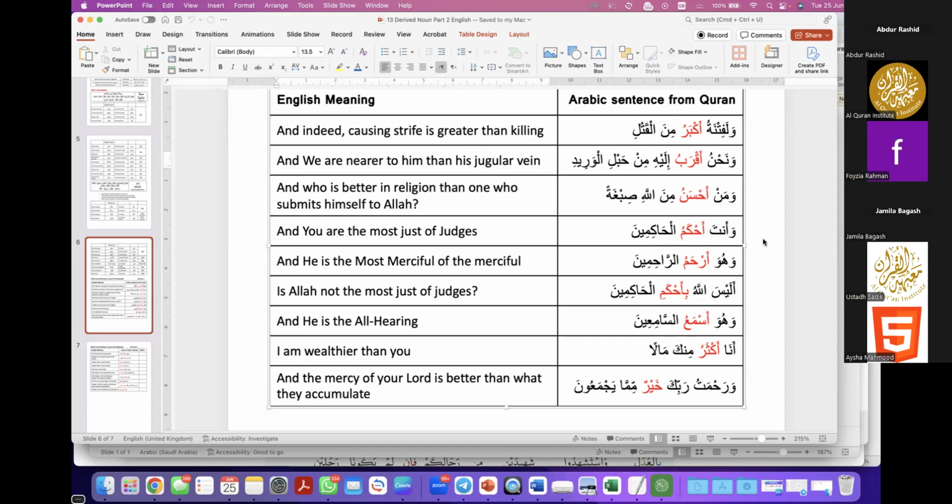So over here, arhamu follows the af'alu pattern. And if we look at the translation, and he is the most merciful, so it is the superlative form. And there is no min in the sentence. And I also wanted to tell you regarding the previous one, where the min was before the ula. So looking at all these examples, we need to see the full sentence apart from min.